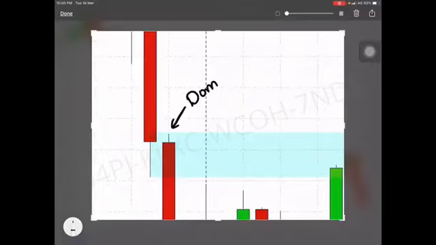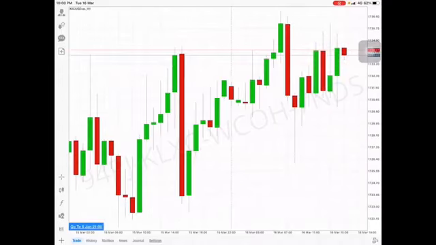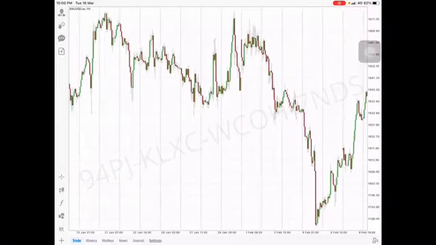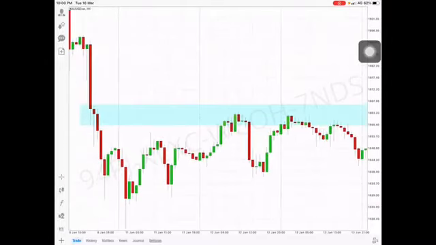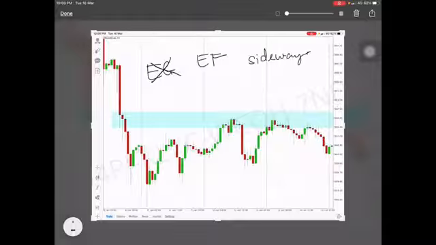Now we are on H4. Where do we go now? H1. So we go to H1. Do you think that this zone can be used? Is there any EG? No. Is there any EF? Is there any sideways? No. So you cannot entry at this place.